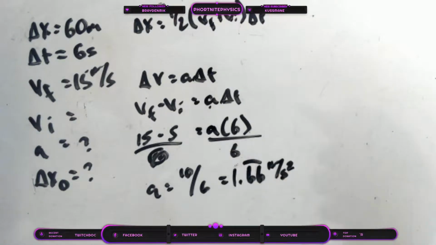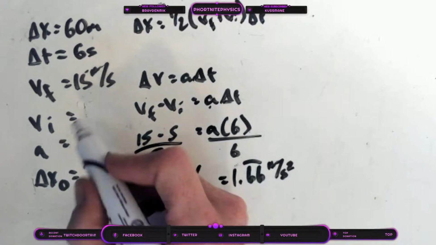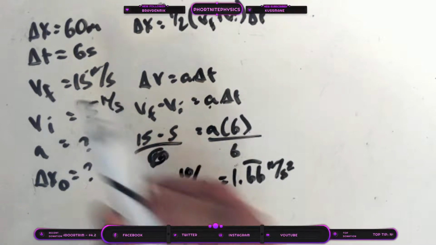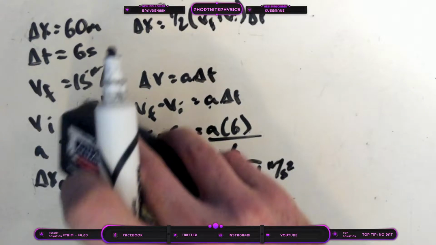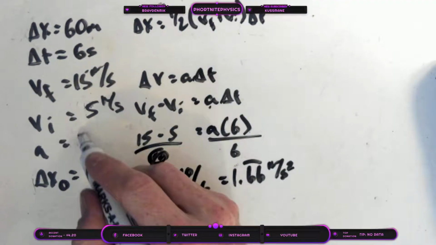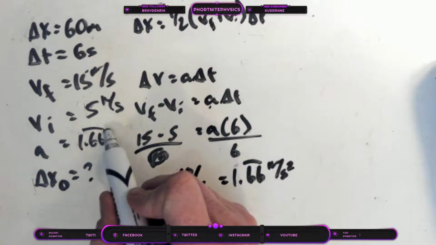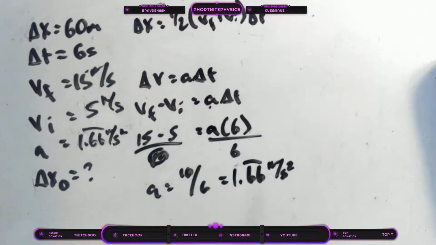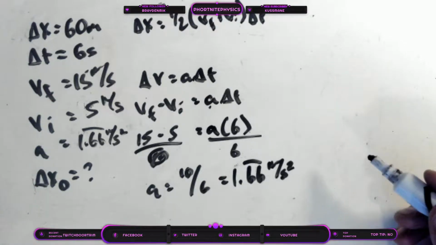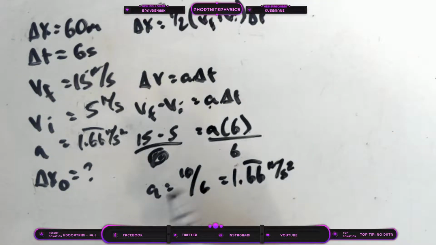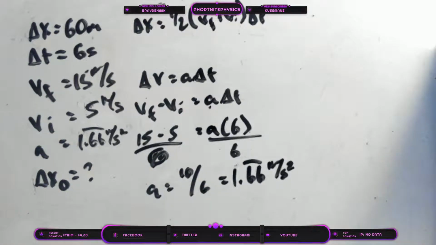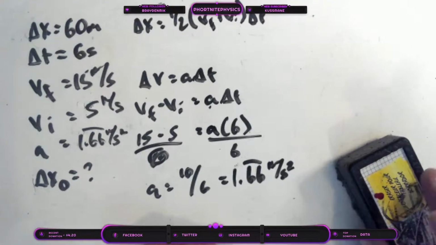Anyway, so that's actually our acceleration. I screwed that up. Our initial velocity is 5 meters per second, and our acceleration is 1.66 meters per second squared. Okay, and now how far back in the past was our car at rest?